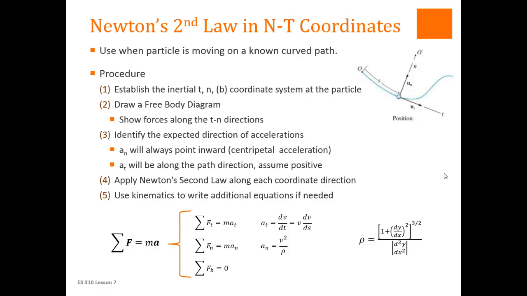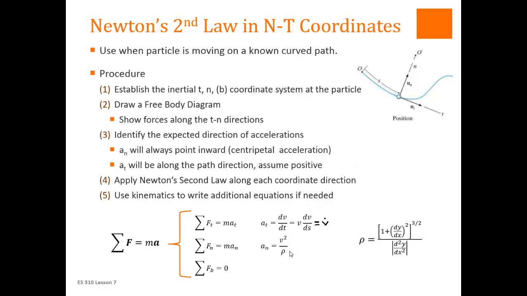Then we apply Newton's second law, and we use kinematics again. So Newton's second law in this case is going to be in the normal tangential direction. So we've got the sum of forces in the tangential direction is equal to mass times the acceleration in the tangential direction. And if you remember from Lesson 4, the acceleration in the tangential direction is simply v dot, or the derivative of the velocity. Similar equation for the normal direction. Now the acceleration in the normal direction is v squared over rho. So we will use that expression.